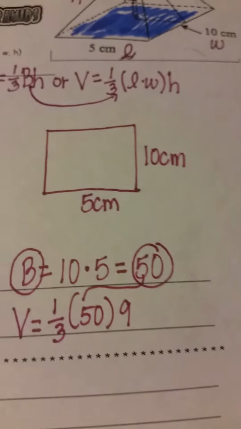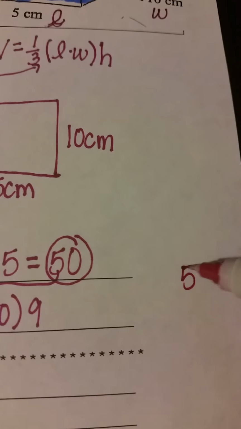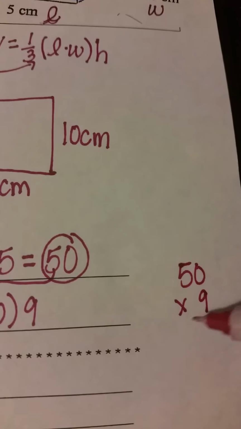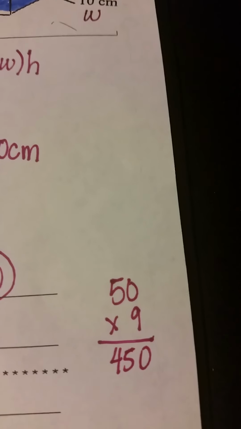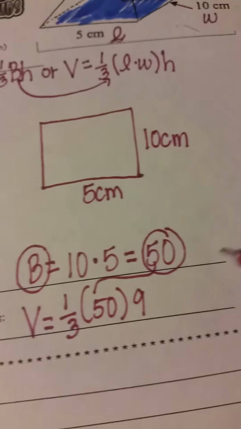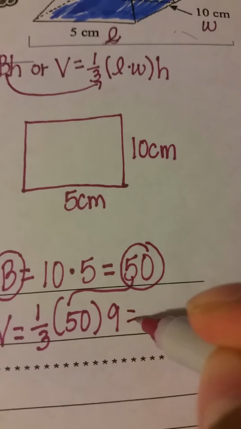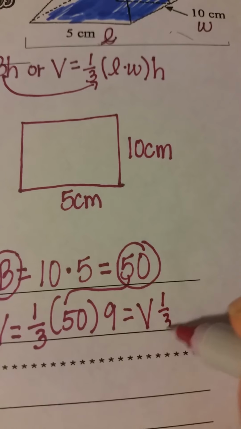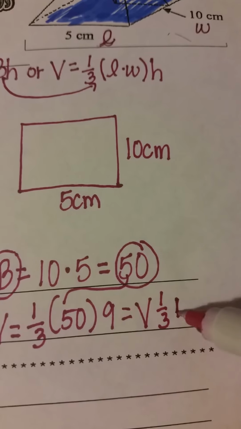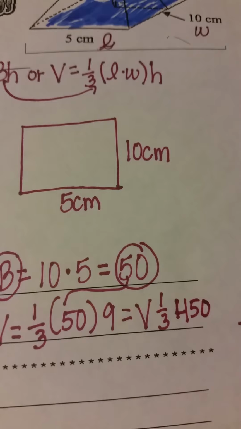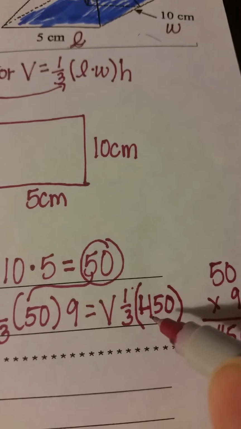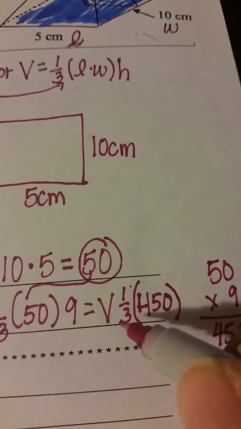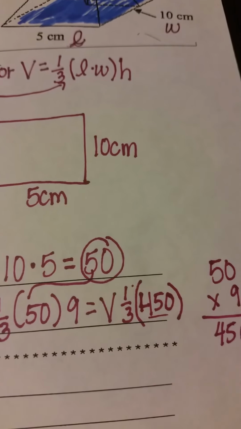All right, so now 1/3 of 50 times 9. So we need to do 50 times 9. Okay, go ahead and calculate that and give me an answer. Okay, you should have gotten 450. So this is V equals 1/3 of 450. All right, so what we can do is take this 450 and divide by 3, or we can simplify it. It's the same thing.